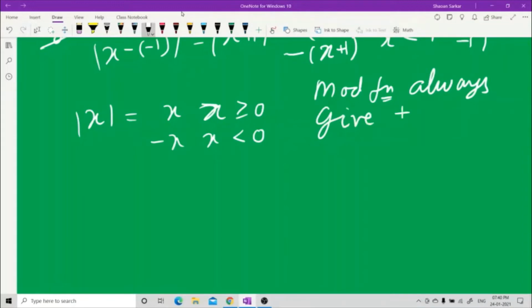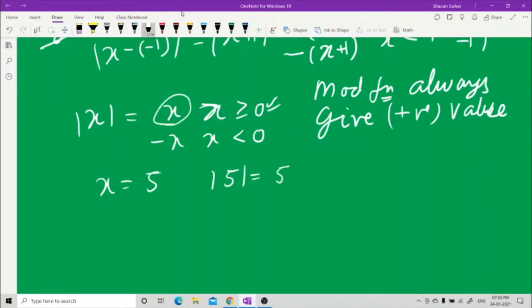Always gives positive value. How? See, suppose I take x equal to 5. The mod of 5 will give me 5 because 5 is greater than 0. I will take this part of the function. Right? Now I take x equal to minus 5. The mod of minus 5, because minus 5 is less than 0, I'll take this part of the function.